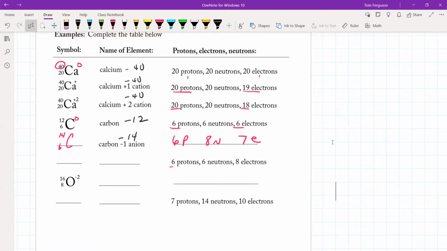Okay, let's go to the next one here. We've got 6 protons. That's carbon again, and it's got 8 electrons versus 6 protons. That means it's got a charge of -2, and it's an anion. Six and 7 is 13, not 14.